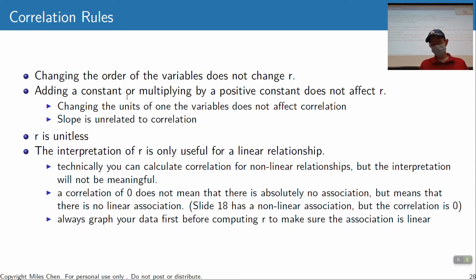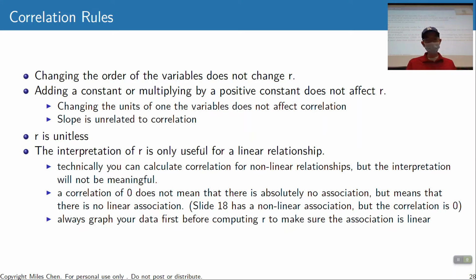Correlation itself is unitless. And this one's super important. R, using correlation only, is useful for a linear relationship. Linear relationship only, okay? Now, the calculation of the correlation is just the result of a formula. So you can plug in numbers from a nonlinear relationship and it will still spit out a number for correlation. It's not meaningful. If you do this for a nonlinear relationship, you'll get a number, but it's not going to be useful.